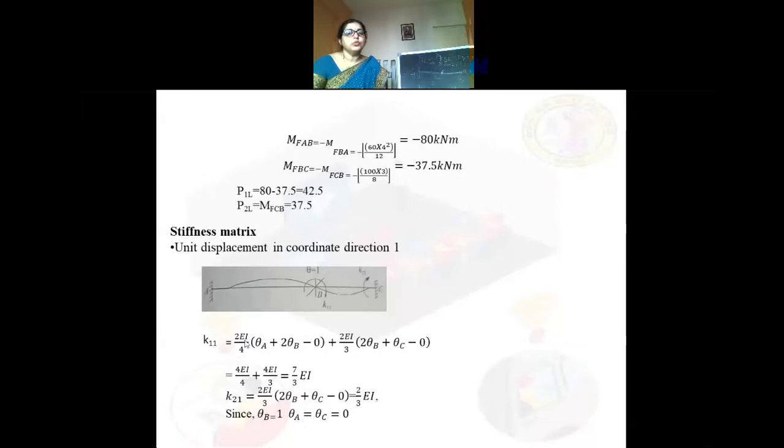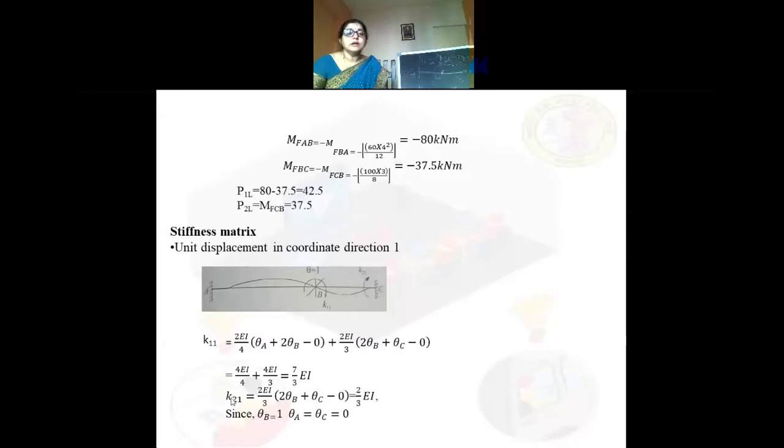This is 0. So 2 into 2, 4EI by L. Again it is 2 into 2 because theta B I am assuming as 1. Right. So 4EI by 4 plus 4EI by 3. If I do, what is the answer I am going to get? 7 by 3 EI. So K11, that is the force developed at coordinate 1 due to unit displacement at 1, is 7 by 3 EI.